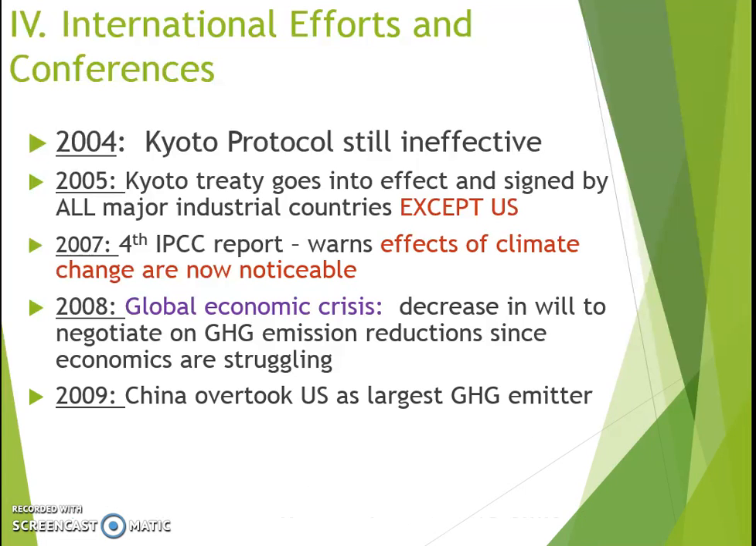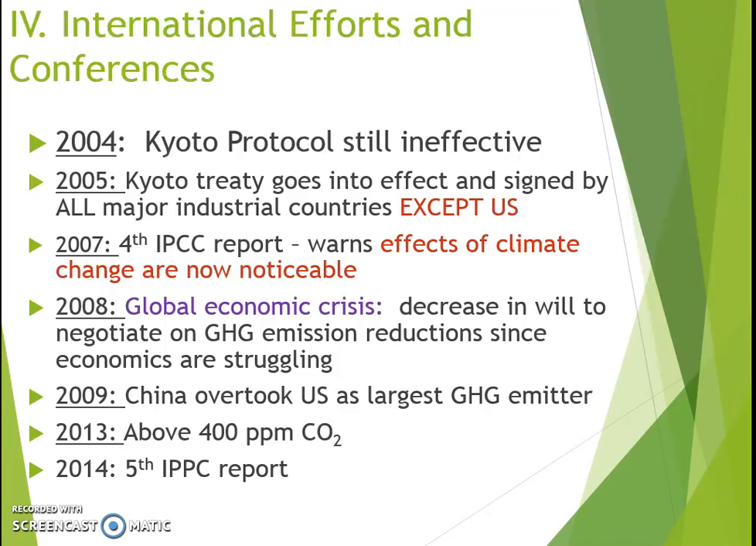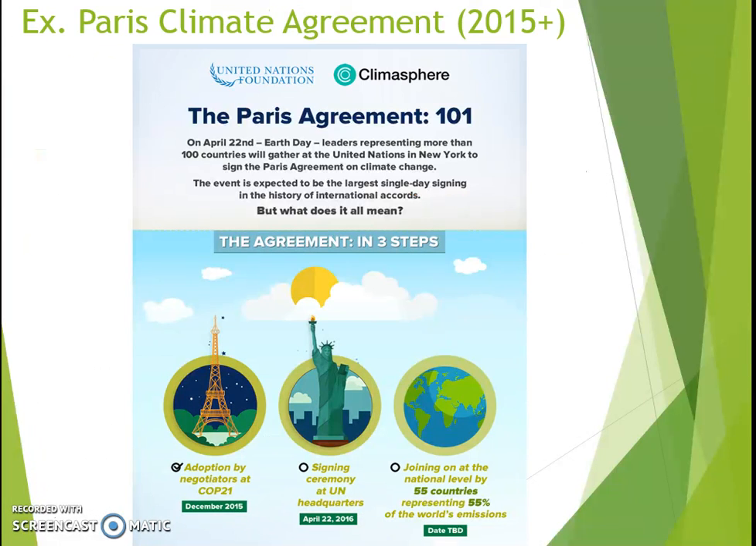By 2009, China has overtaken the U.S. by being the largest greenhouse gas emitter, but the U.S. isn't much behind. By 2013, we've now hit over 400 parts per million CO2. We haven't been there since the age of the dinosaurs or earlier. And by 2014, we have another IPCC report, and by 2015, we have the Paris Climate Agreement. And now we're at current time, which when this is recorded, it's 2017, and 2016 has just recently passed. So the Paris Climate Agreement is still underway.